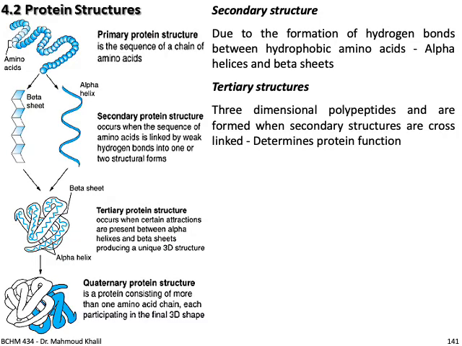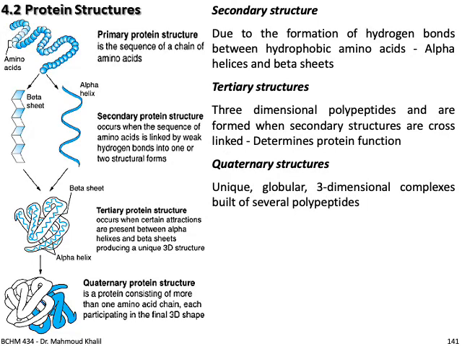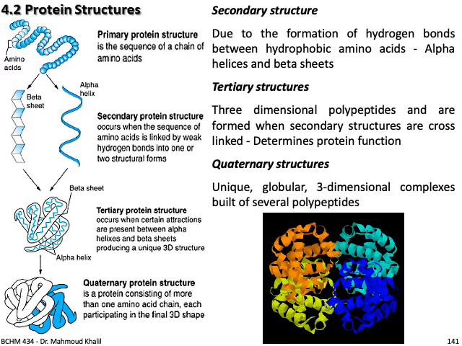These alpha helices and beta sheets then come together into a three-dimensional polypeptide chain, formed when these secondary structures are closely linked, and once reaching this level of complexity, the tertiary structure, these determine the protein function. Then you have the quaternary structure, which is unique for each protein, and it's globular, a three-dimensional complex built of several polypeptides, not only one. And here you can see the structure of a protein complex that consists of four polypeptides.